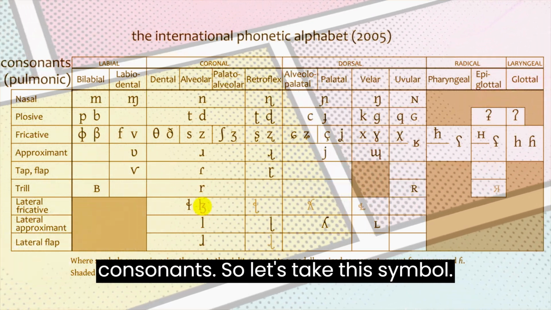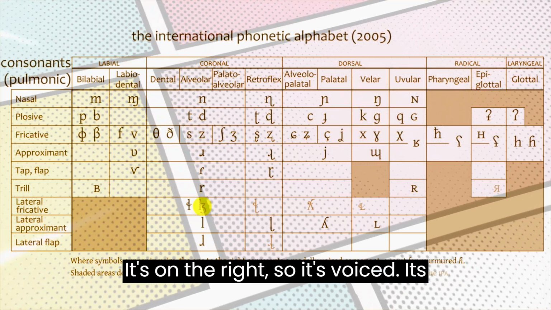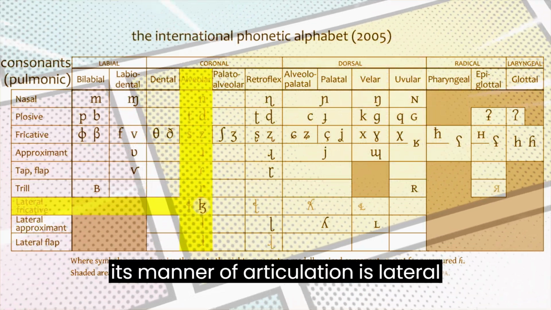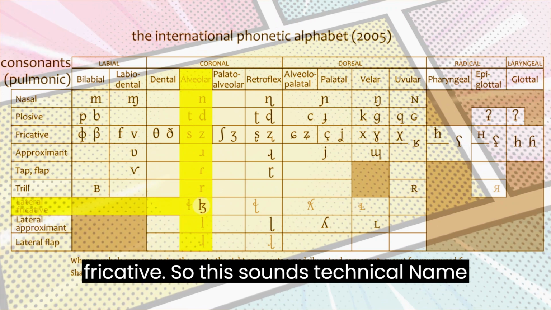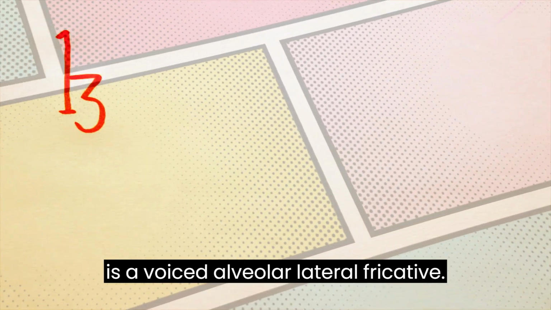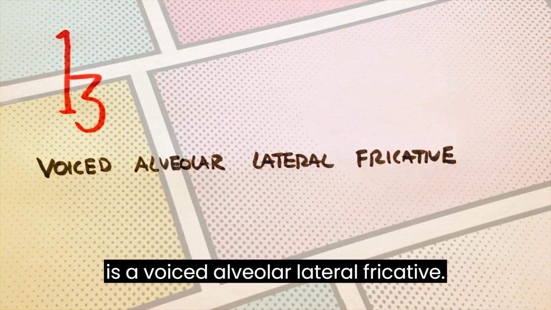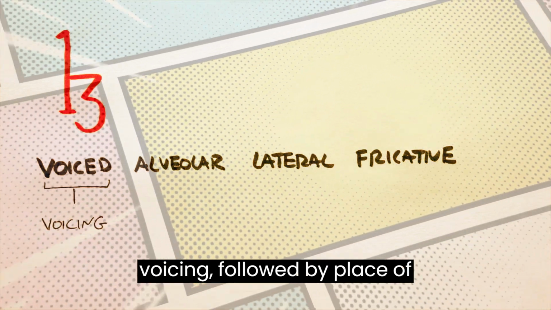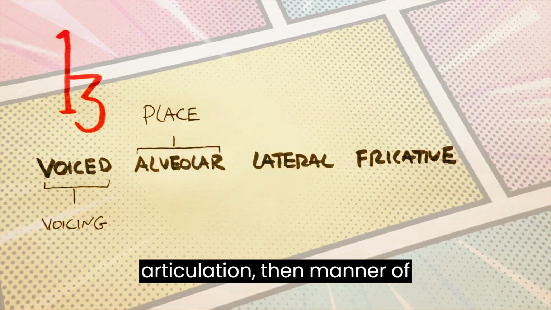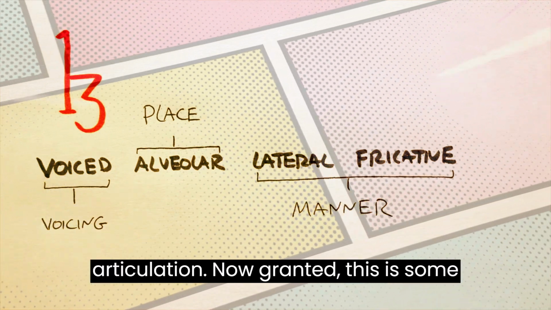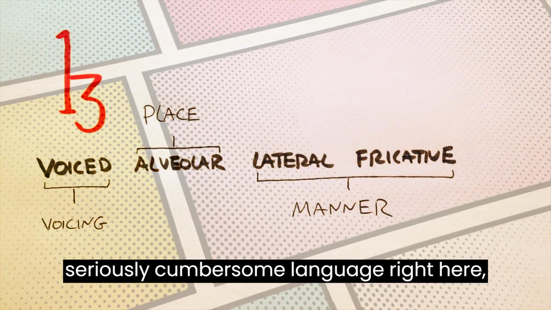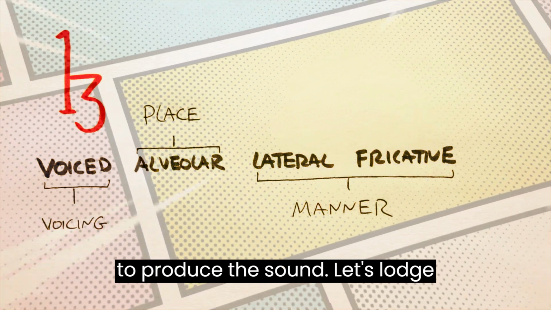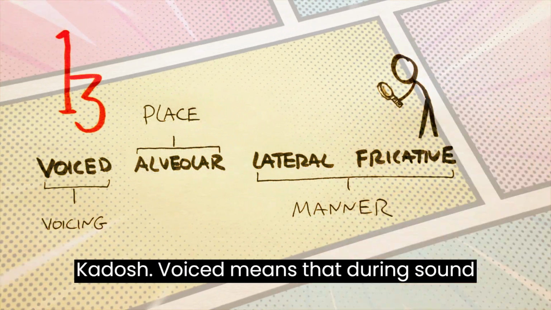So let's take this symbol. It's on the right, so it's voiced. Its place of articulation is alveolar, and its manner of articulation is lateral-fricative. So this sound's technical name is a voiced alveolar lateral fricative. FYI, the naming convention is always voicing, followed by place of articulation, then manner of articulation. Now granted, this is some seriously cumbersome language right here, but it does give us all the info we need to produce the sound. Let's logic it out.